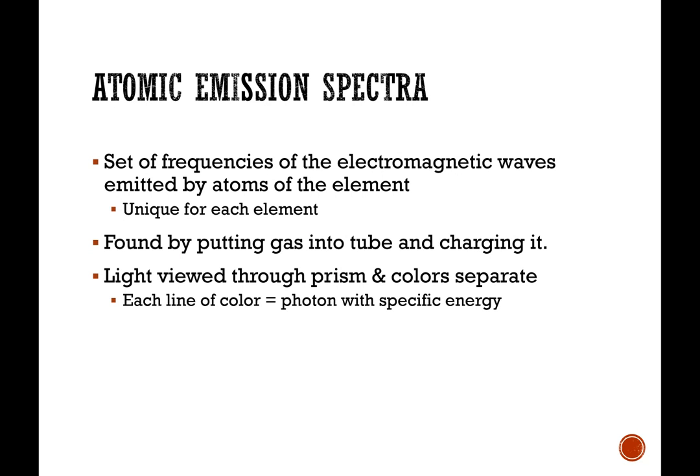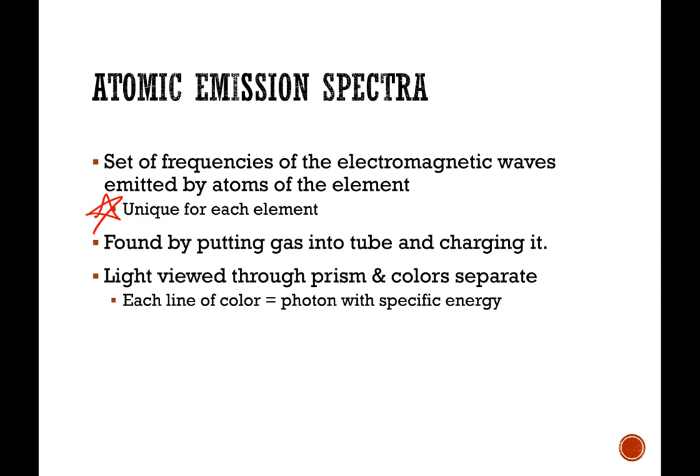So an atomic emission spectrum is a set of frequencies of electromagnetic waves emitted by atoms of an element. Basically, it is colors, because that's what we're talking about here. The electromagnetic waves are in the visible spectrum, at least the ones we can see, right? So every atom releases a unique, that's important, set of frequencies of waves, a unique set of colors.